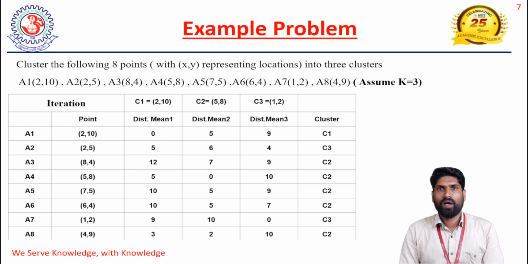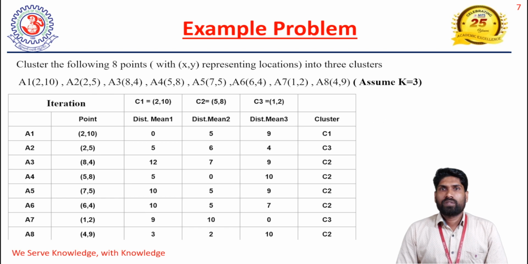Then A5 and C2, it is not 0, it is 5, because A5 is 7 comma 5. 7 minus 5 plus 8 minus 5, that is equal to 2 plus 3 equals 5. Then A6 to C2 will be 5, A7 to C2 will be 10 and A8 to C2 will be 2. Now the distances between cluster center C2 and all the points are calculated and we tabulated it in column number 2, the C2 column.